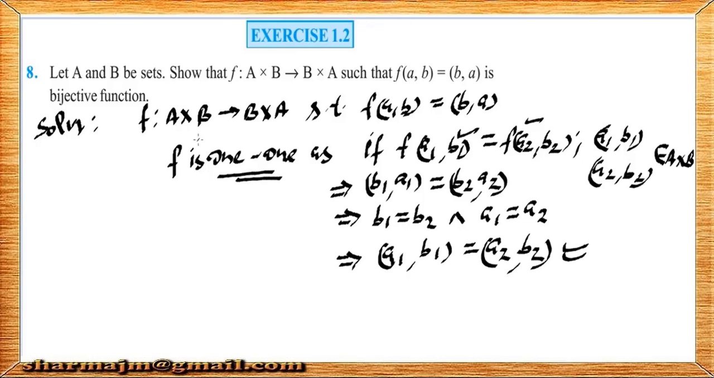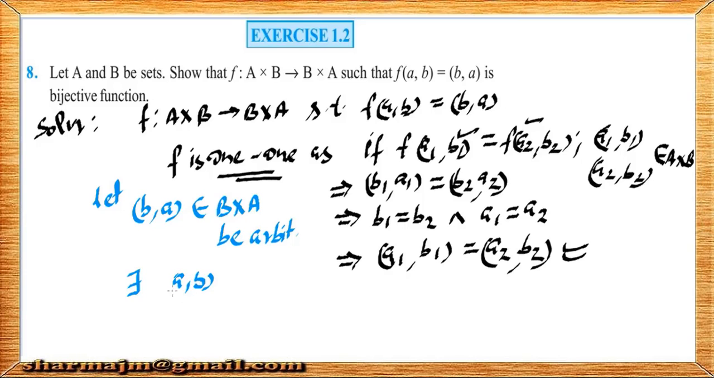Now we will check this function for onto. So let some element be in codomain B cross A, arbitrary, any element. Okay, a random element, so it is arbitrarily chosen. So there exists (a, b) in A cross B such that f of (a, b) is equal to ordered pair (b, a).